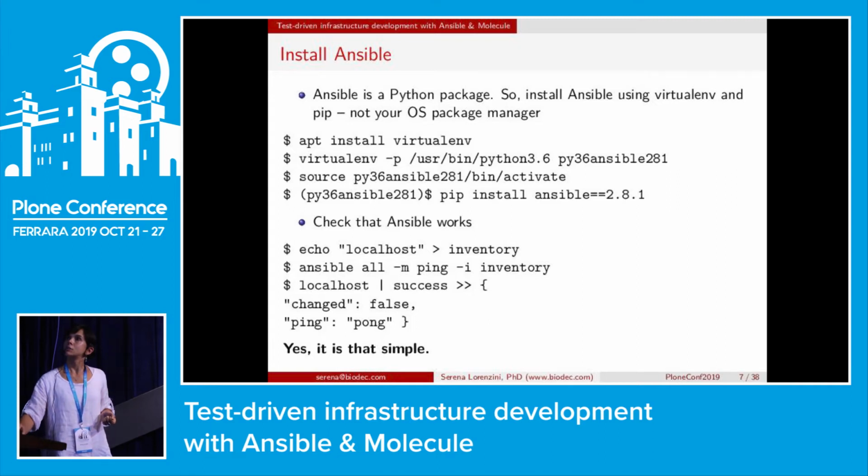I will tell Ansible which are my target hosts. It is localhost in this case, and I run the ansible command that now I have available in this virtualenv against the inventory file. And success. I have pinged my localhost, and the answer is pong as usual. So yes, installing Ansible is that simple.